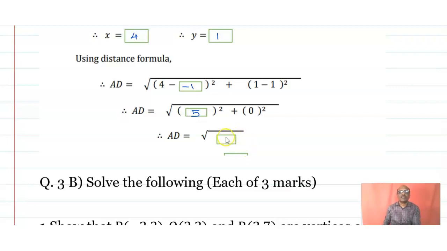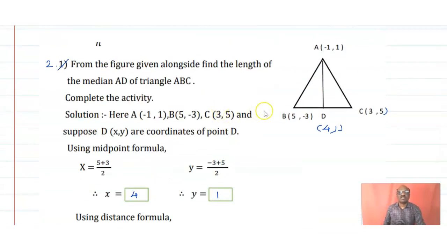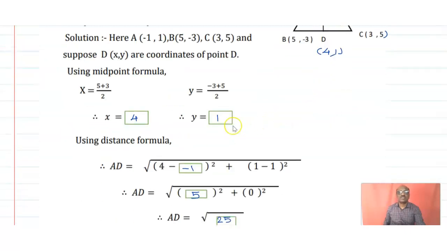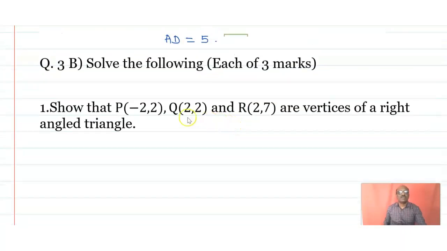Okay, and here you will get 25. 5 square means, and what is its square root? Therefore AD is equal to 5, and in this way the length of the median is 5. Normally, we find the midpoint and then use the distance formula there. Now the question number 3B, solve the following, each of 3 marks.